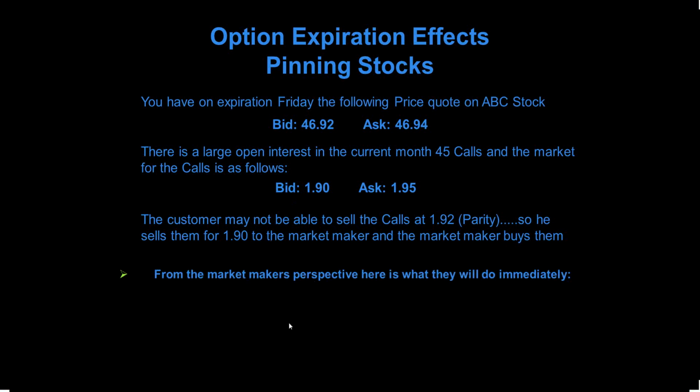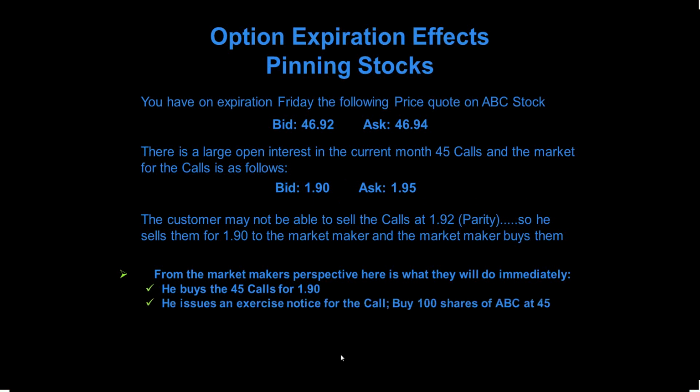Now, what does the market maker do? Well, from his perspective, here's what they're going to immediately do. They're going to buy that 45 strike call for $1.90 right there. That's what you sold it to them for. They're going to immediately go out and exercise that call and buy 100 shares at $45 a share. This guy is going to do this literally within 5 or 10 seconds. I mean, they do it so quick. They're so used to this, you don't even know it. They'll buy 100 shares of stock because they exercise that call.